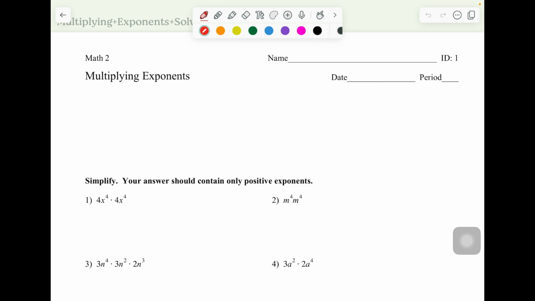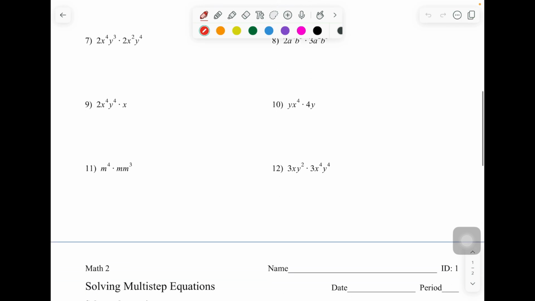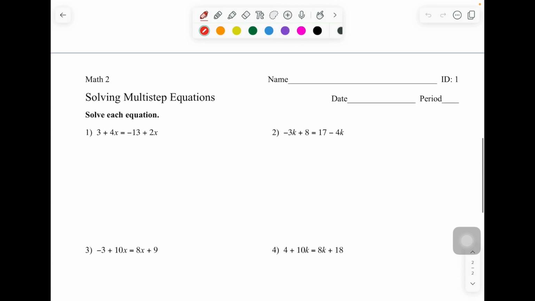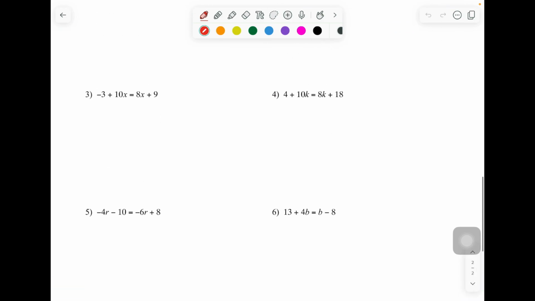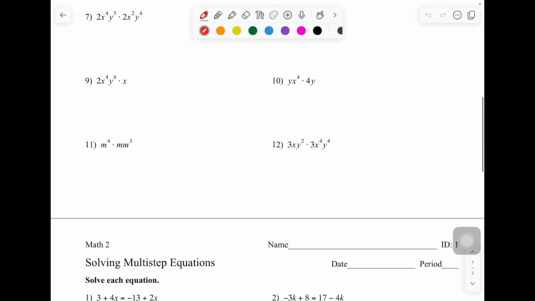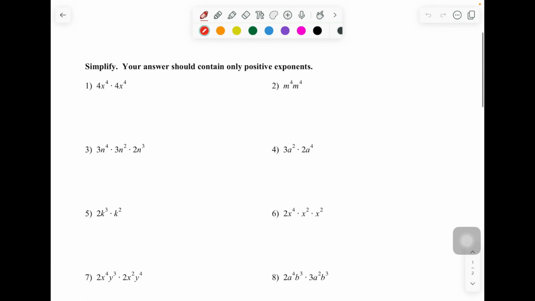But I want to make sure you guys have some good instruction, so you can complete these two worksheets. It's all on one link on Canvas, so you can just go through it from there. But first, we're going to start with multiplying exponents. There's 12 of those, so I'll go through a few. And then you've got solving multi-step equations. There's only 8 of these. I'll go through a few, and you can use these to help you finish both pages.